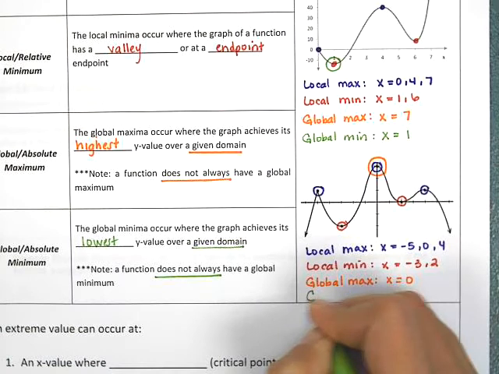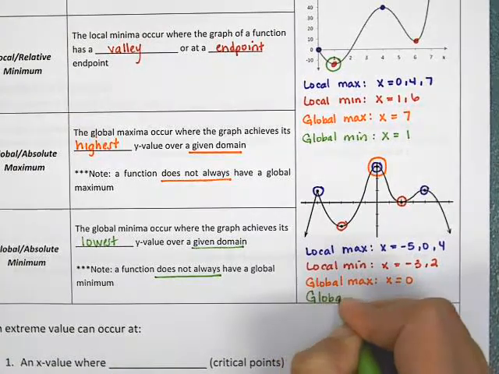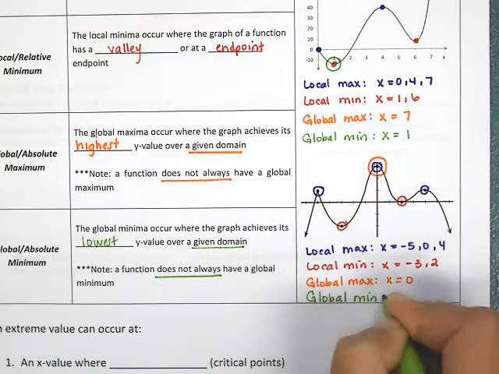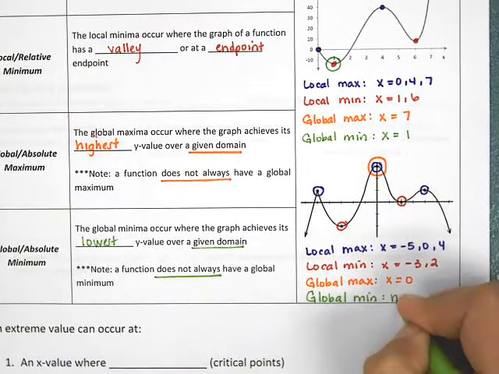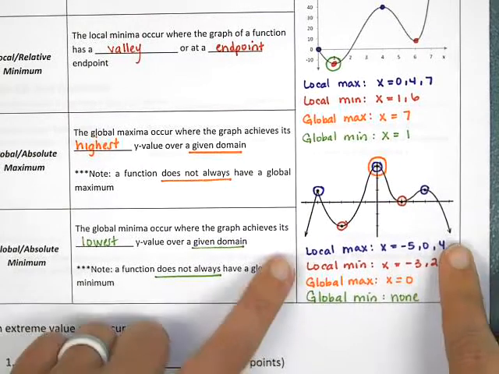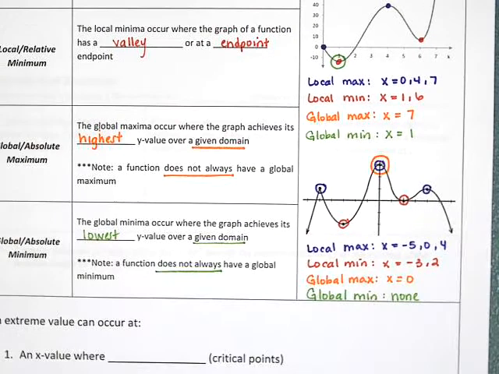In the next picture, the global min would be none. Because since these arrows both point downwards, it's going to be going down forever, and so we're never going to stop. We're never going to reach our lowest value.